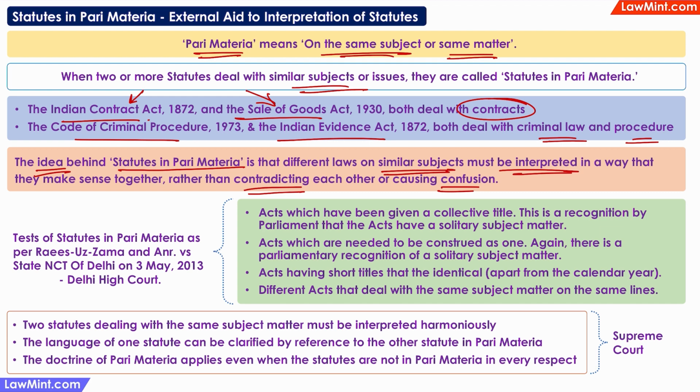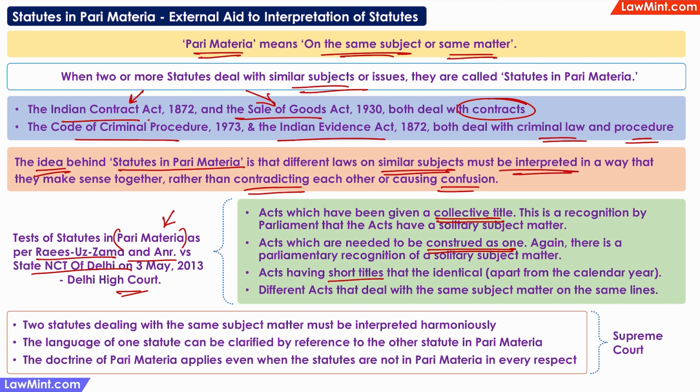To identify statutes in Pari Materia, the Delhi High Court specified some tests in its decision in the Rais-uz-Zama versus State of Delhi case. It said that if two or more statutes have been given a collective title, like criminal laws or contract laws, then it signifies that the set of statutes are in Pari Materia. Or if two statutes have to be construed as one. For example, the Companies Act and the Companies Amendments Acts have to be construed as one act. Then such acts are in Pari Materia.